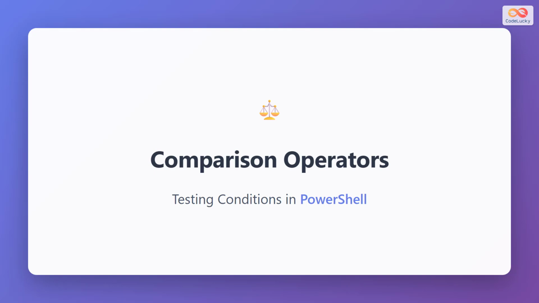Welcome to this tutorial on PowerShell Comparison Operators. In this video, we'll learn how to test conditions by comparing values. Comparison operators are fundamental tools that allow you to make decisions in your scripts by determining whether certain conditions are true or false. We'll cover 6 essential operators: -eq, -ne, -gt, -lt, -ge, and -le. By the end of this tutorial, you'll understand how to use each of these operators to build powerful conditional logic in your PowerShell scripts.